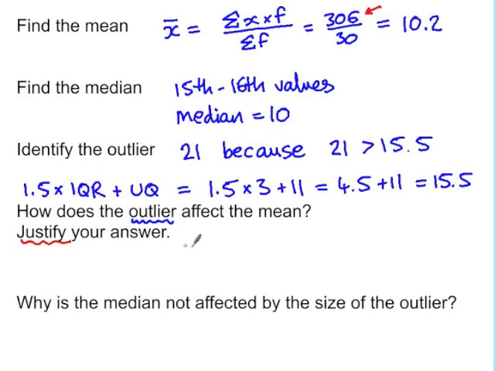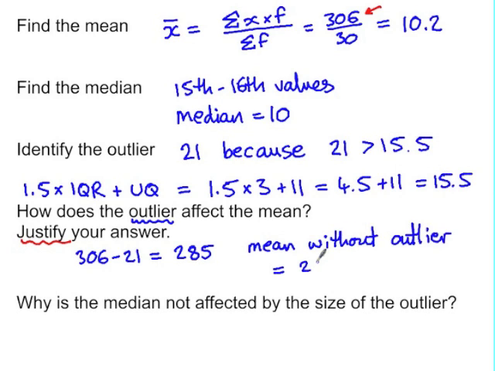And we can justify that by calculating what the mean would have been without that outlier. If we take off the 21 from the score of 306, that's 285, and because we're not including the score of 21, we've only got 29 scores now, so our mean without the outlier is 285 divided by 29. And even without calculating this, we can see that it's going to be less than 10.